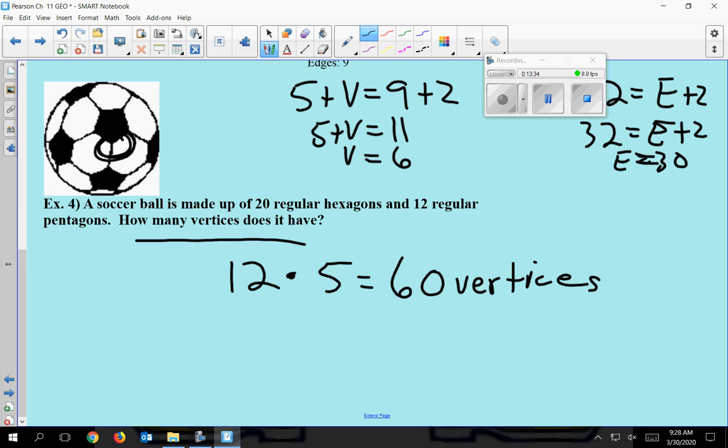Okay, so that's section 1. A lot of information here that really isn't necessary as we go through the rest of the chapter, just getting introduced to 3-dimensional figures.